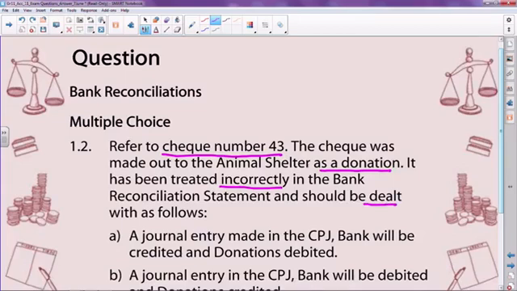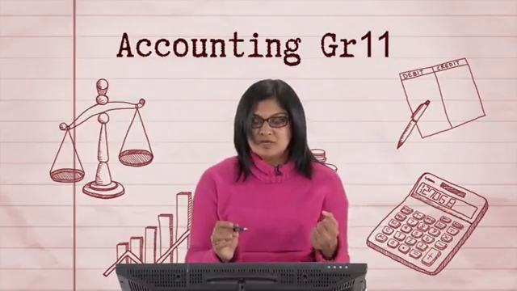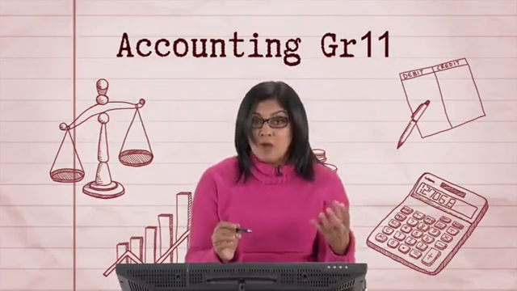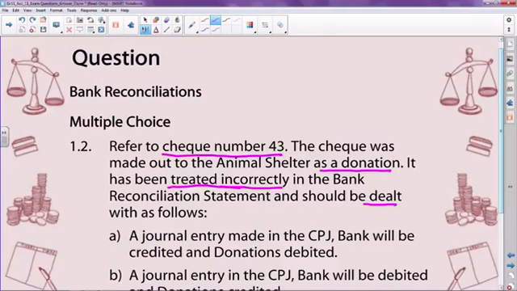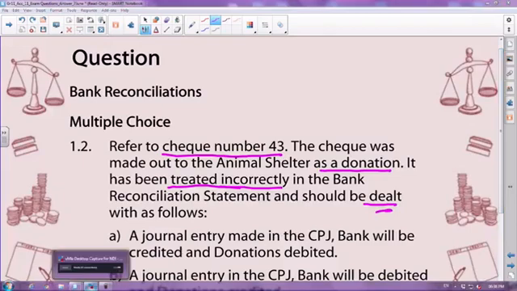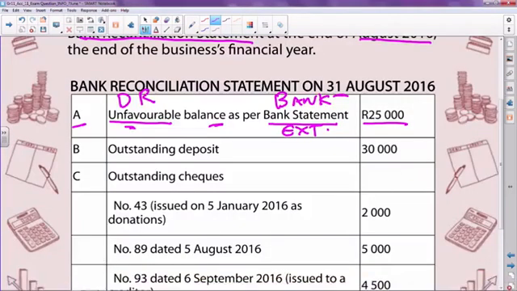Right, now before we look at the alternatives, let's quickly go to check number 43 and firstly look at why it has been treated incorrectly. They're telling us it's been treated incorrectly. We need to identify why, and then how we now deal with this particular check. Okay, so let's go back to our bank recon statement and look for check number 43.